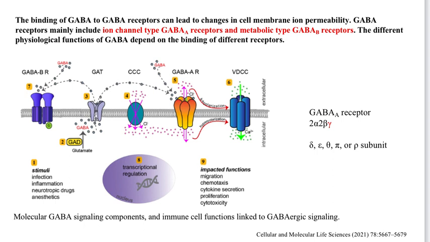The binding of GABA to a GABA receptor can lead to changes in cell membrane ion permeability. GABA receptors mainly include ion channel type GABAA receptors and metabotropic type GABAB receptors. The different physiological functions of GABA depend on the binding of different receptors. Which receptor does breast cancer depend on? GABAA receptors are pentamers, composed of 2 alpha, 2 beta, and 1 gamma. Each of alpha, beta, and gamma is not a single protein. They all have family members, among which gamma includes 5 family subunits.